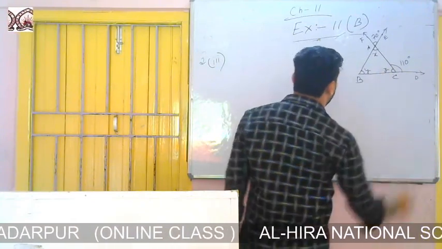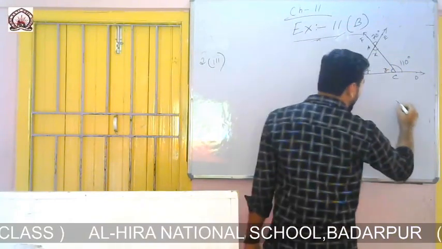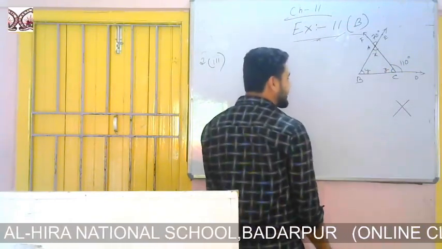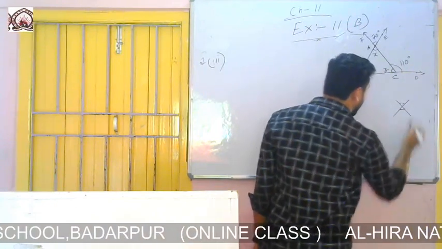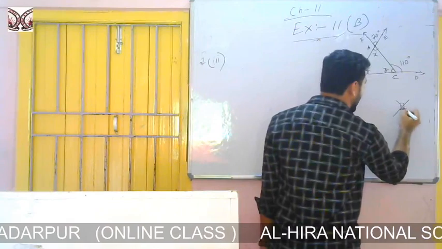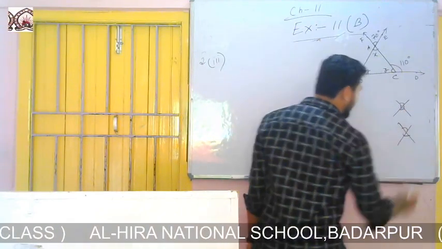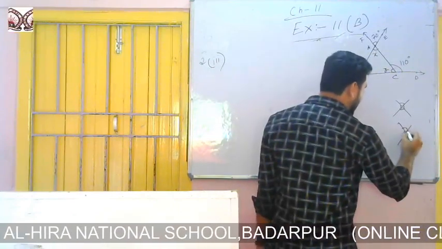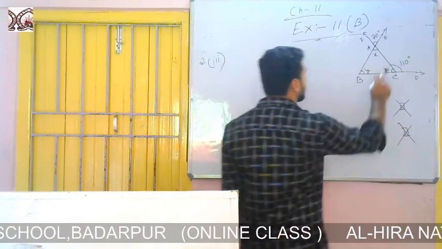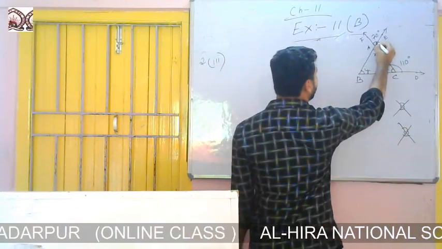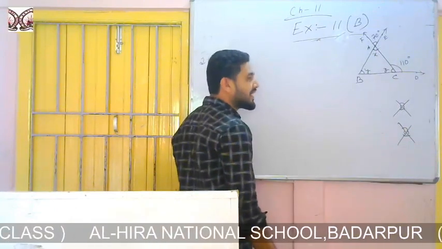Okay, so clearly you see, when two lines intersect each other, then vertical angle exists. So this angle and this angle will be equal. This angle and that angle will be equal, and they are vertically opposite angles. So if this angle is 70 degree, obviously this x will be 70 degree.